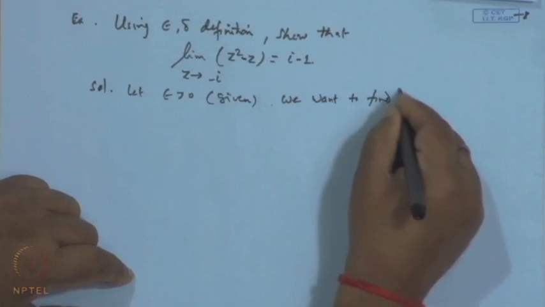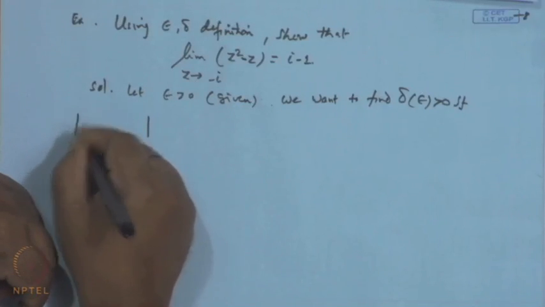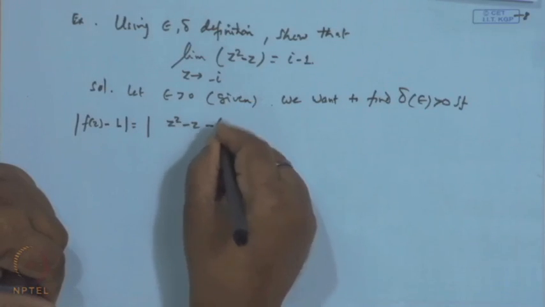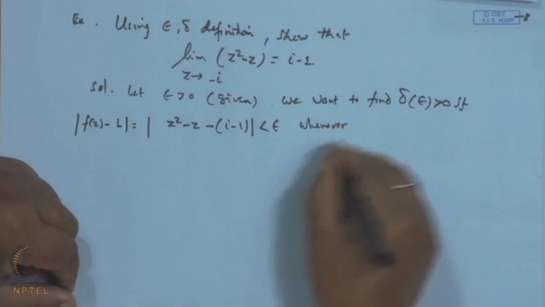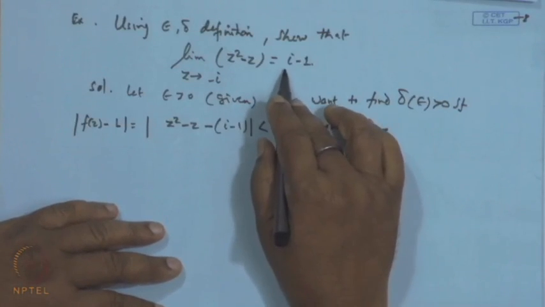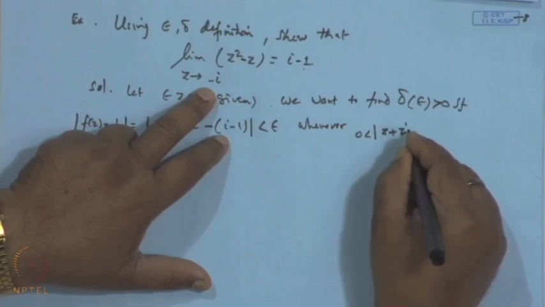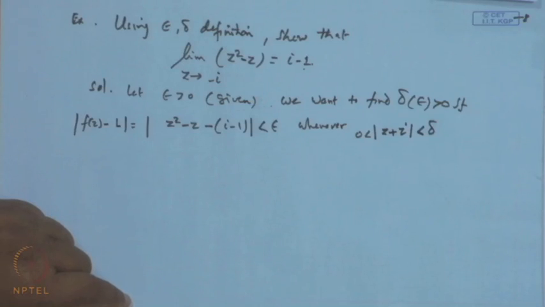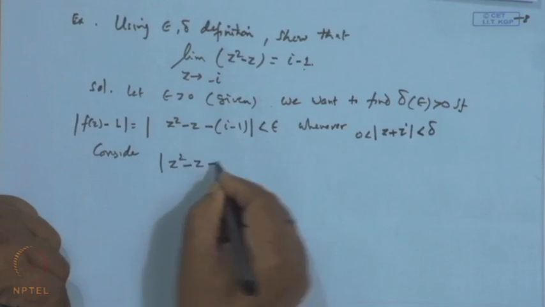We want to find a delta, depending on epsilon and positive, such that this condition must hold: mod of f(z) minus L, that is, z square minus z minus (i minus 1), should be less than epsilon whenever 0 is less than mod of z minus z naught, less than delta. Here z tends to minus i, so z naught is minus i. So, z minus z naught means z plus i, mod z plus i less than delta. So, we have to identify delta. How to start with this? Consider this part, mod z square minus z minus (i minus 1).